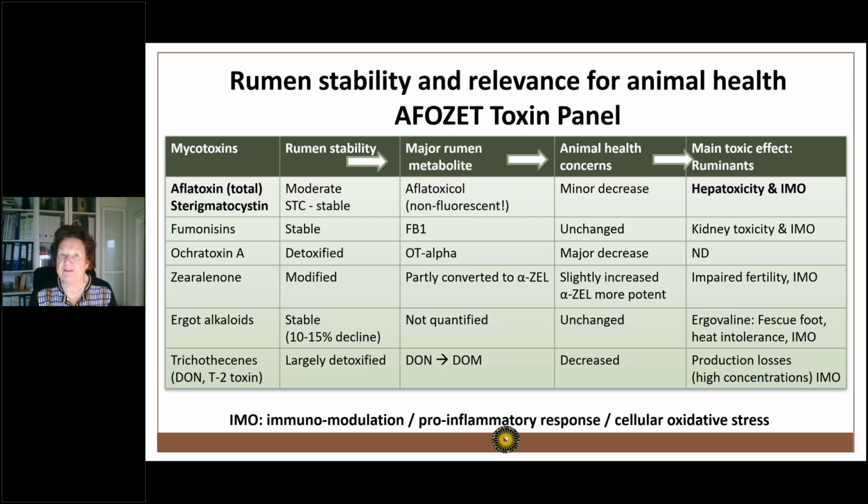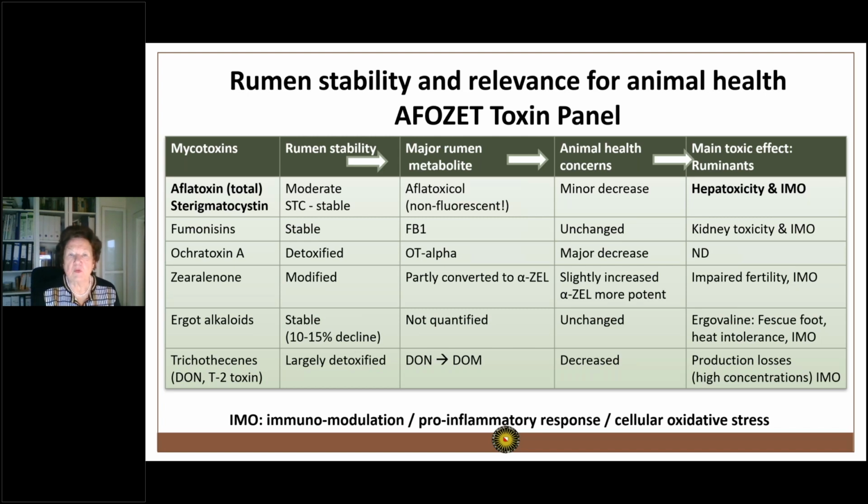Now, rumen stability is the first part we have to address. Rumen stability determines in principle the internal dose. We have to discuss the major rumen metabolites. And these are, of course, responsible for animal health effects, and also for what we can see finally at the outcome, at the disease or the toxicity of these metabolites that are absorbed, or of the parent compound.